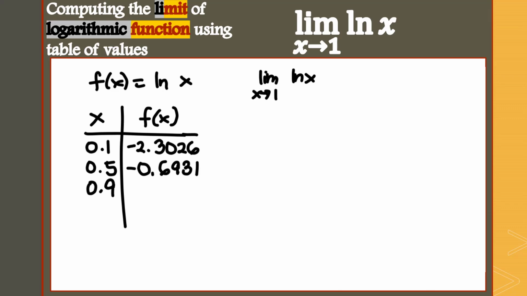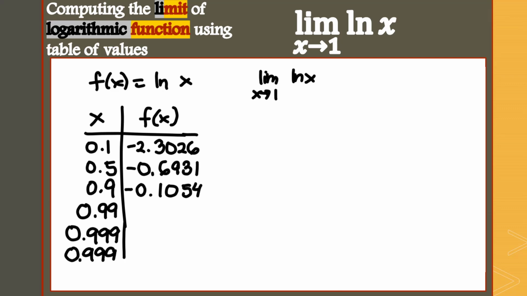So you have 0.9. As you plug that in, you will have negative 0.1054. Probably you could see a pattern here, but this is not necessarily enough because we need to look into the smaller values getting closer to 1. So what if I add 0.99, so it gets closer to 1 now, even adding 0.999 or 0.9999. They're all getting closer to 1. Again, as x approaches 1, find the values on the left of 1.